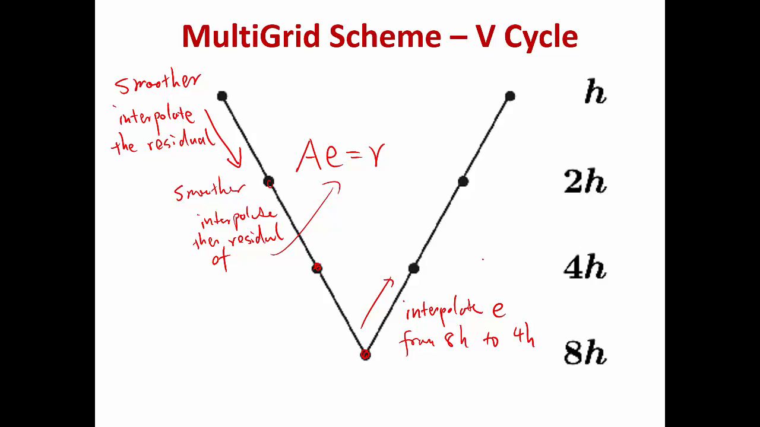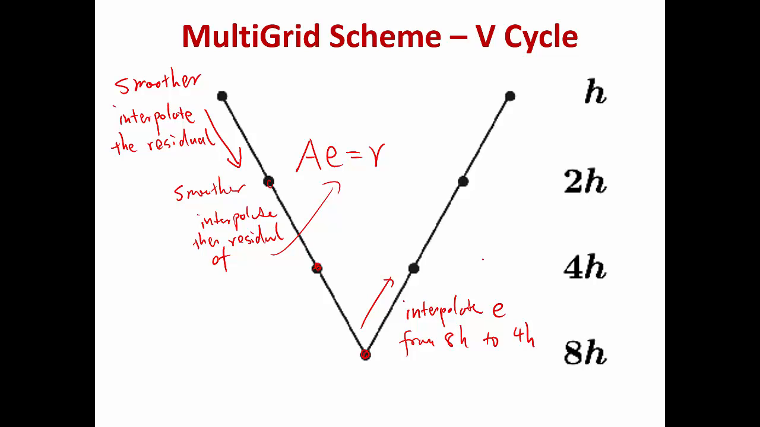And then we add this error to the smooth solution at 4H. And the smooth solution itself is the solution of the error equation of the error equation. So we add the solution of the error equation cubed to the solution of the error equation squared, right? And that becomes a better solution of the error equation squared. And then we interpolate it to the error equation itself and add it to the solution of the error equation. That becomes a better solution of the error equation. Then we interpolate to the original grid and add it to the solution. Then it becomes a better solution of the original linear system.